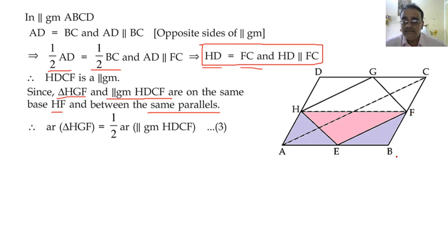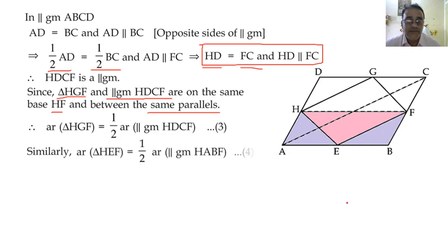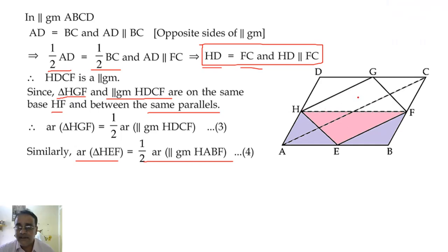Any doubt? No, sir. Okay. So we will write similarly, directly: similarly, the area of this triangle is equal to half of the area of parallelogram HABF. Now we will add these two. Look carefully. If we add the pink triangle and the white triangle right now, which figure will you get? Parallelogram EFGH, right. If we add these two, we will get EFGH, right.